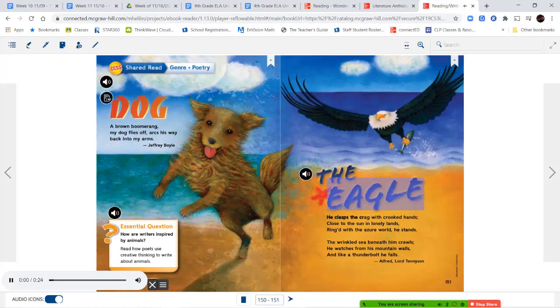The Eagle. He clasps the crag with crooked hands. Close to the sun in lonely lands, ringed with the azure world he stands. The wrinkled sea beneath him crawls. He watches from his mountain walls, and like a thunderbolt he falls. Alfred Lord Tennyson.